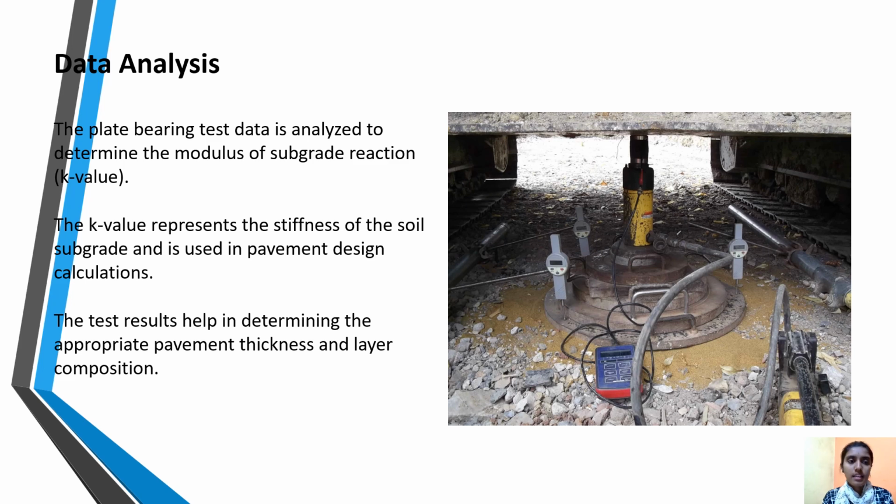Data analysis. The plate bearing test data is analyzed to determine the modulus of subgrade reaction. The K value represents the stiffness of the soil subgrade and is used in pavement design calculations. The test results help in determining the appropriate pavement thickness and layer composition.